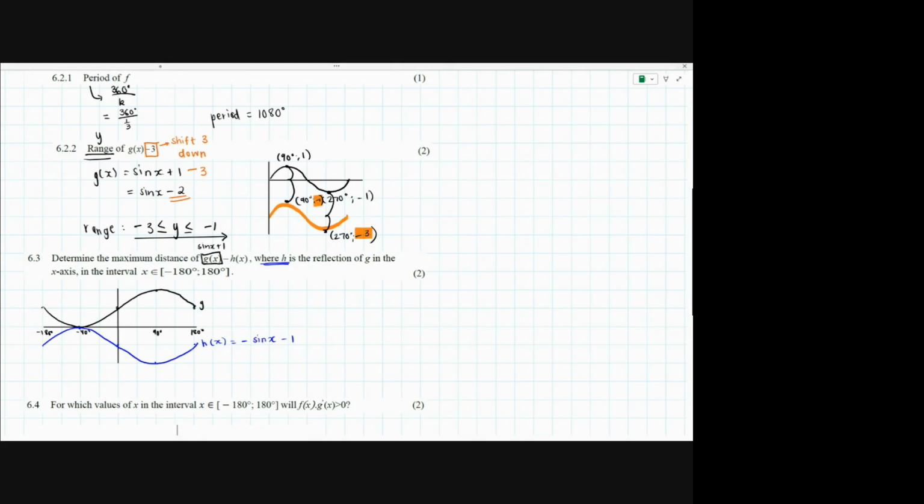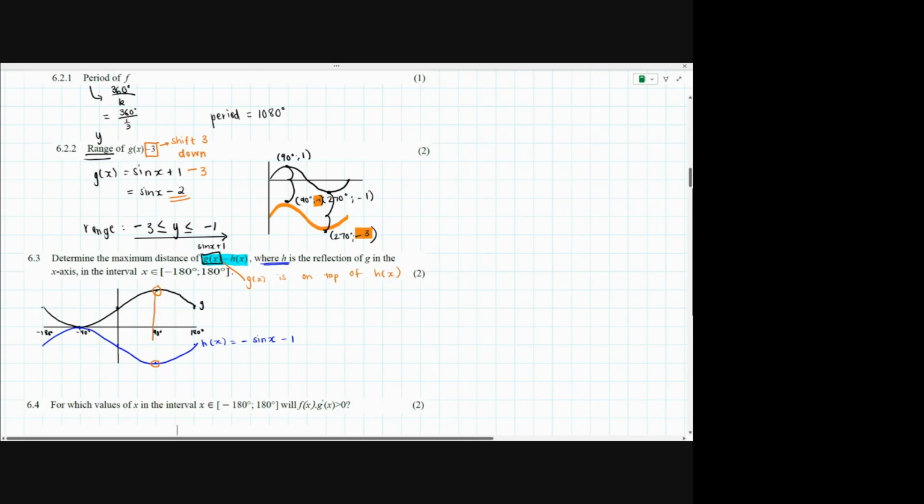And it says determine the maximum distance. Now, the order in which we subtract is very important. G of x minus h of x. So essentially, this is the distance where g of x is on top of h of x. So g of x must be the top graph, and then we look at the maximum distance down to h of x. Now, because I've done this beautiful little sketch here, I can see where the maximum distance is going to be. It's going to be between this maximum of g and this minimum of h.